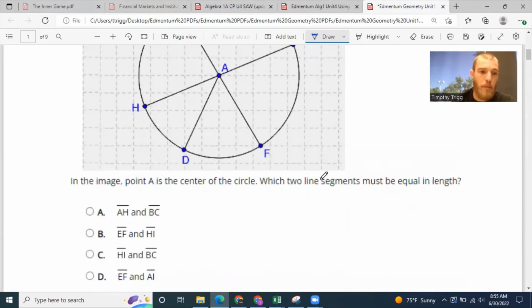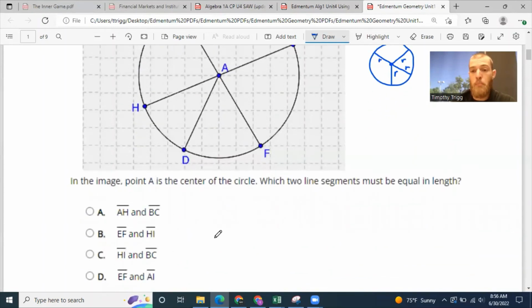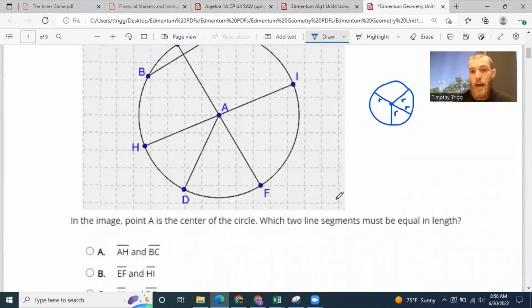Number 2. In the image, point A is the center of the circle. Which 2 segments must be equal length? So if you remember, if you have a circle, the distance from the center of the circle to the circle itself is called the radius. And that same radius is the same no matter where you're looking from. So basically, which 2 segments listed here are both radii?